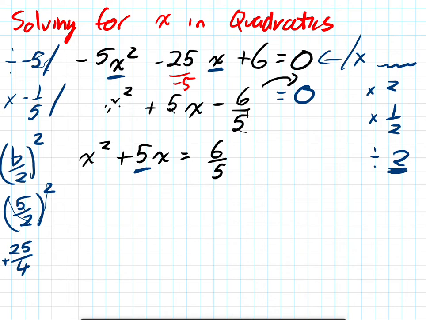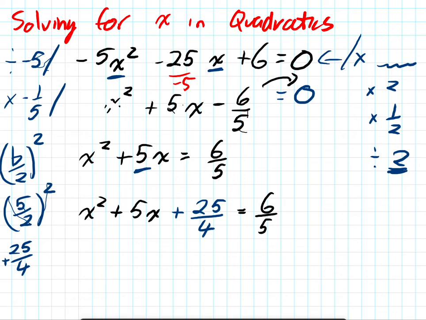So what we're going to do here is take x squared plus 5x. And I'm actually going to add 25/4 to the left side of the equation. And I'm going to add 25/4 to the right side of the equation.